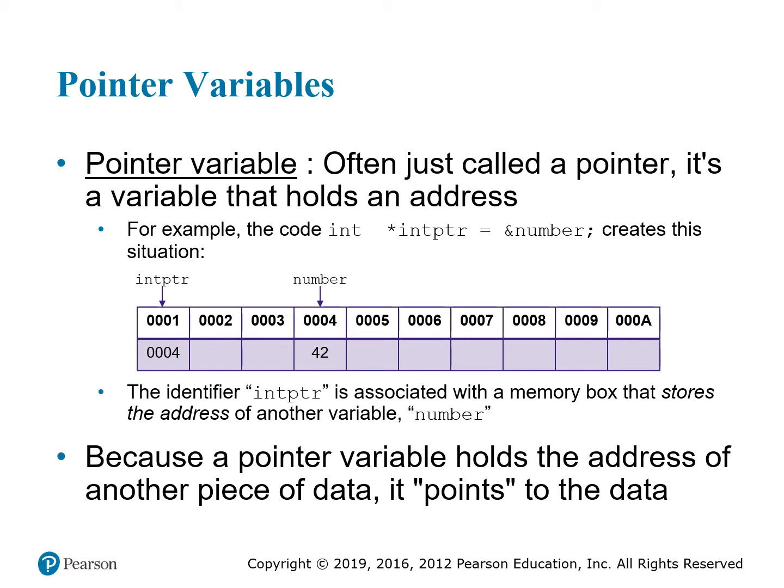Okay, so let's look at this same situation we had before with number pointing to location 0004 and that location holding the number 42. If we created a variable called int pointer, and we used the star operator to declare that this was a pointer, and we used the ampersand operator to indicate that we're storing the address of variable number in int pointer.